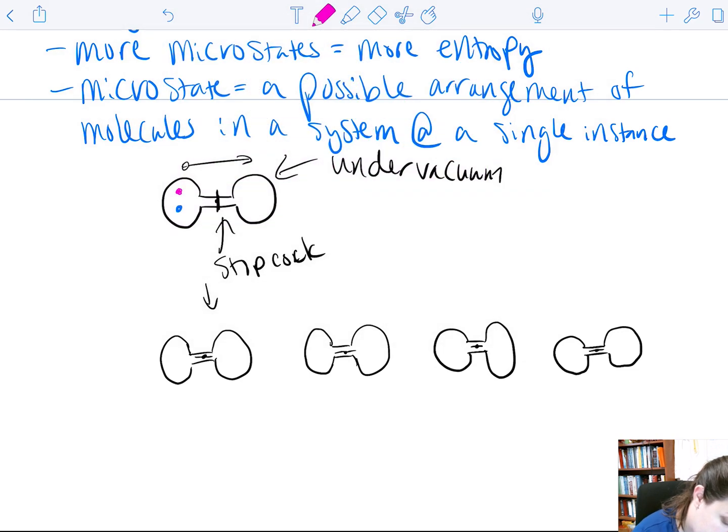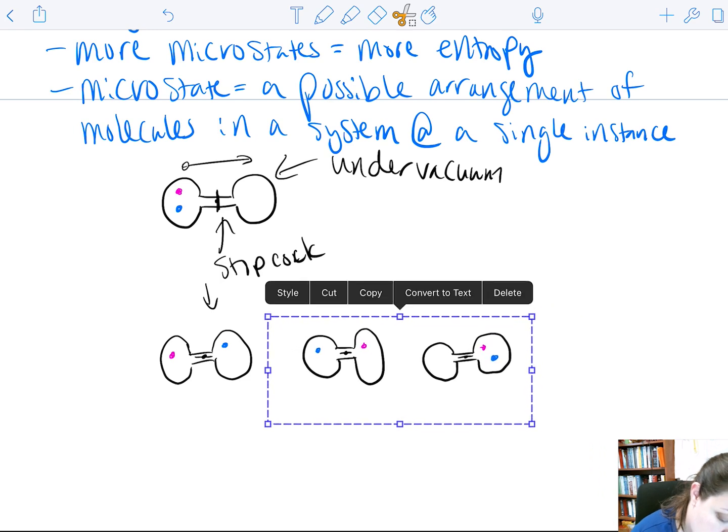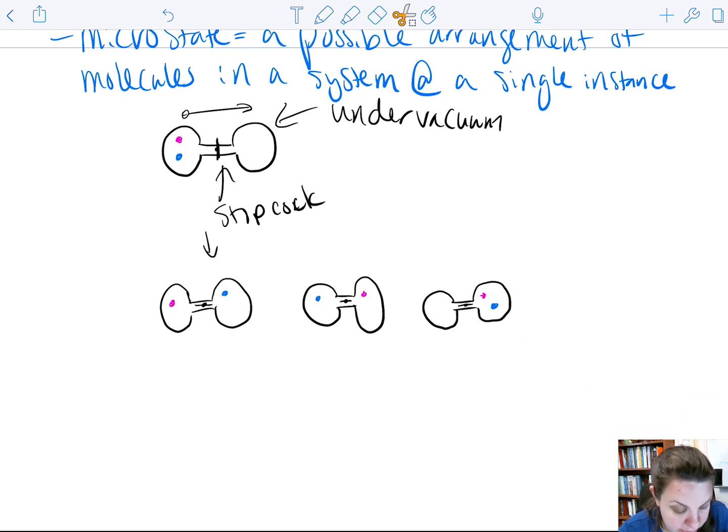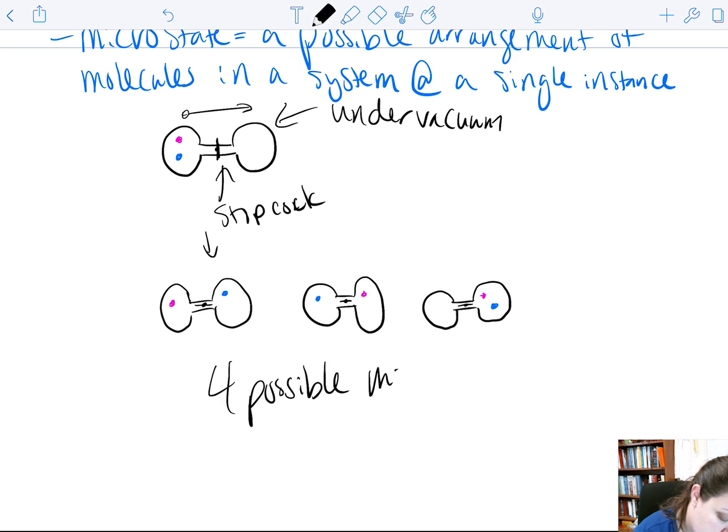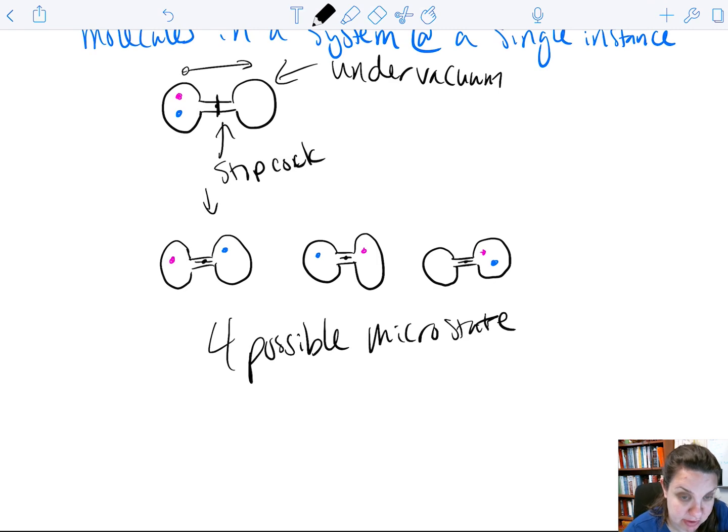So we can end up with our molecules moving there to there, there to there, right there. So we could have them move, they can switch, they can go in each way. So we have 4 of these. We have 4 possible microstates. And that's if we only have 2 molecules. As we increase the number of molecules, we're going to increase our possible number of microstates.